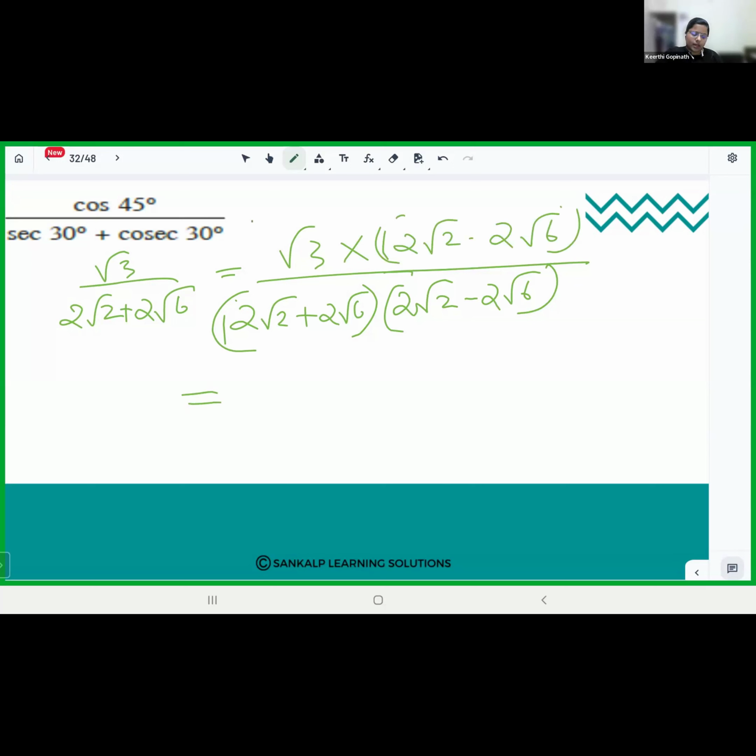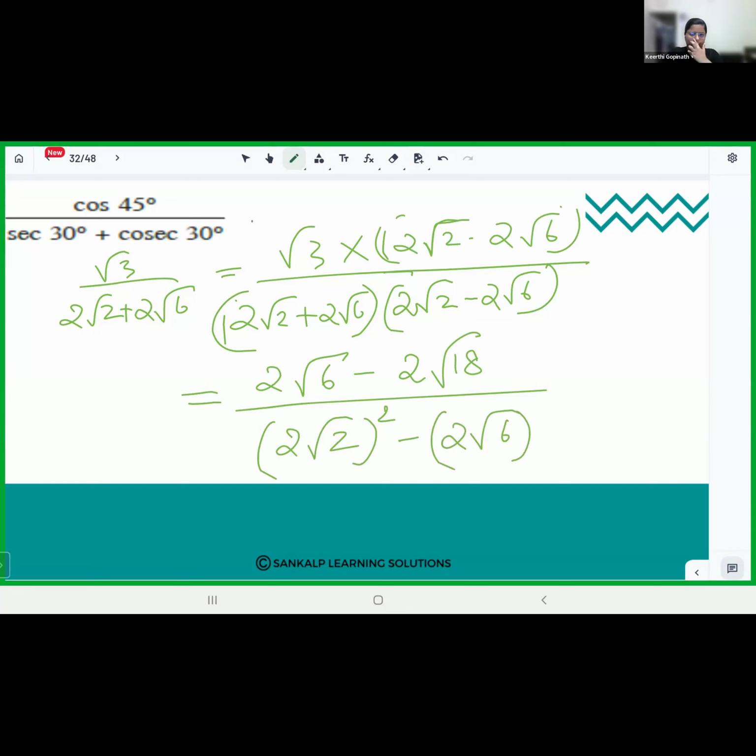Okay. Now the denominator is in the form of a plus b into a minus b. Right. A plus b into a minus b. And the numerator will become root 2 into root 3 will become root 6. So 2 root 6 minus 2 into root 6 into root 3 will become root 18. 2 root 18 by 2 root 2 the whole square. A plus b into a minus b form, right? So minus 2 root 6 the whole square. Okay. Now we have to simplify this again.